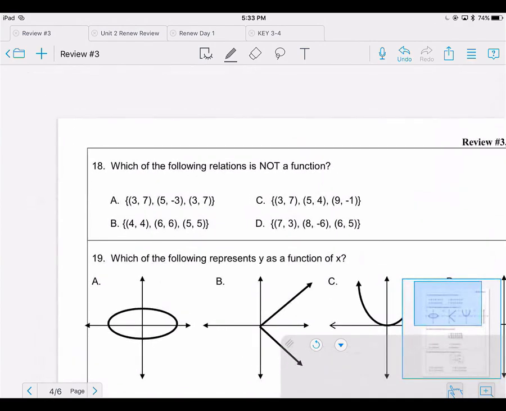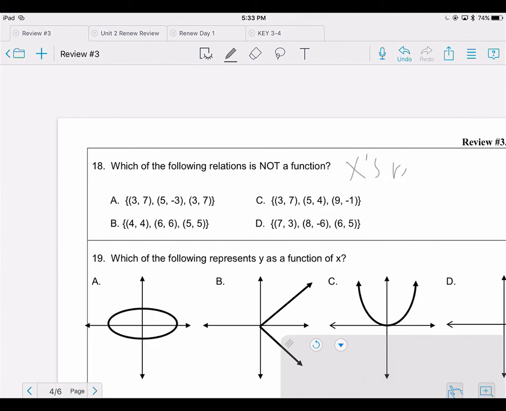Problem 18, which of the following is not a function? If it is not a function, it means x's repeat. So looking at A, I have 3, 5, and 3.